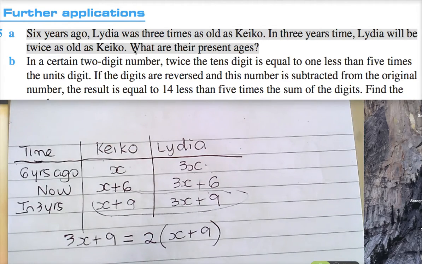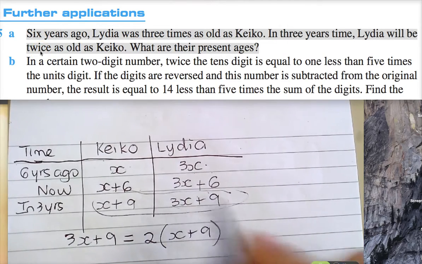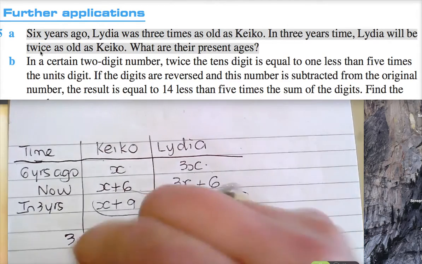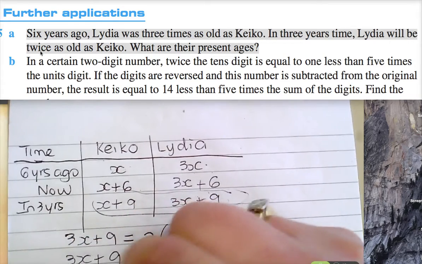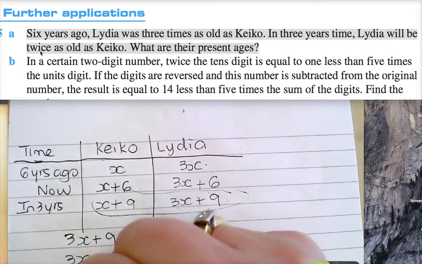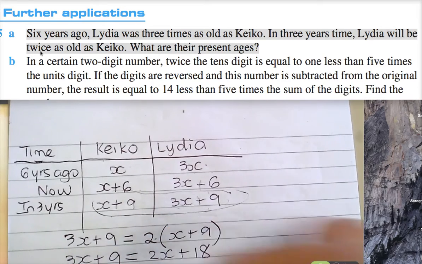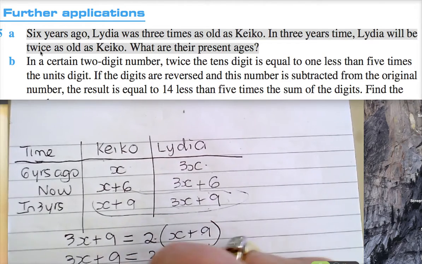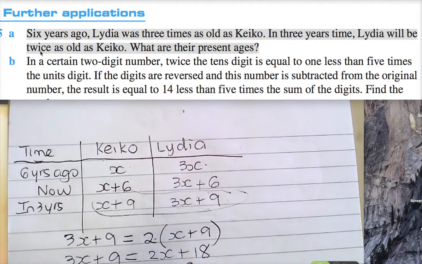Girls, this is a level 5. And then you form your equation from in 3 years' time, Lydia is twice as old as Kiko. So in 3 years, Lydia's age will be 2 times whatever Kiko is. 3X plus 9 equals 2X plus 18. 3X minus 2X equals 18 minus 9. So X is 9. So girls, but I want their present ages.